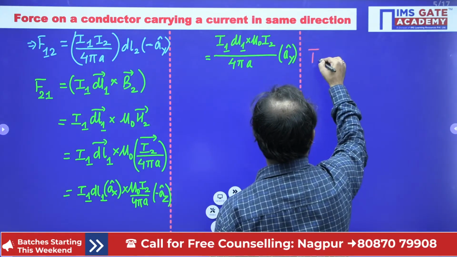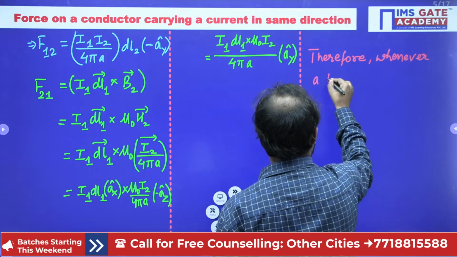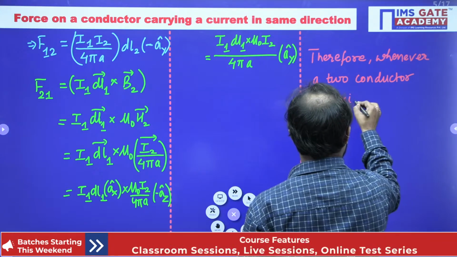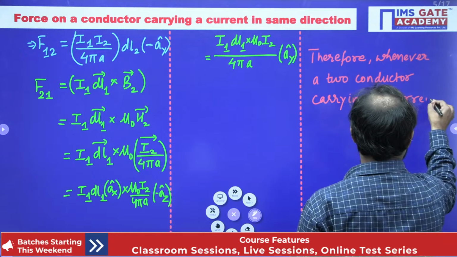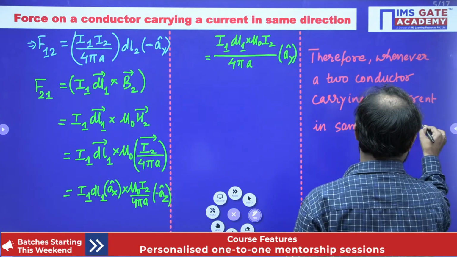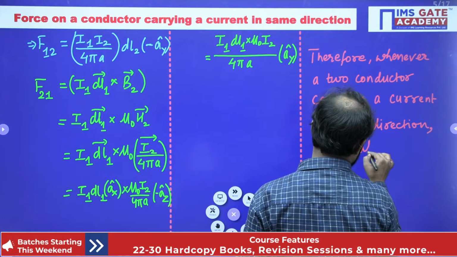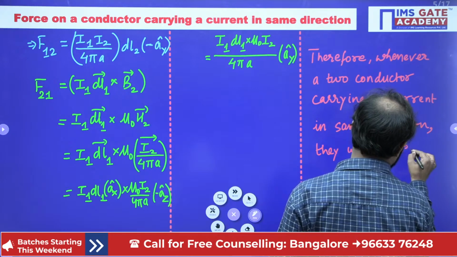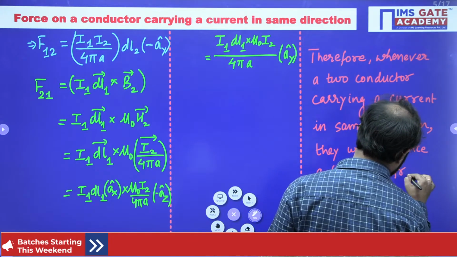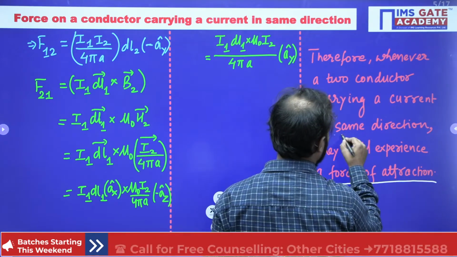Therefore, whenever two conductors carrying a current in the same direction, they will experience a force of attraction. This is an important line, and this is an important line.